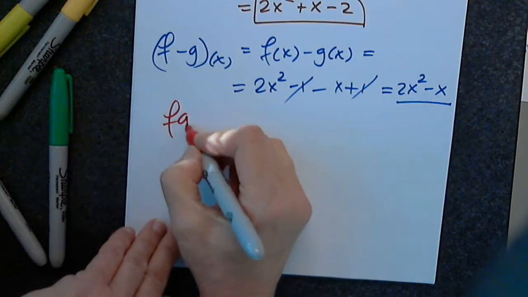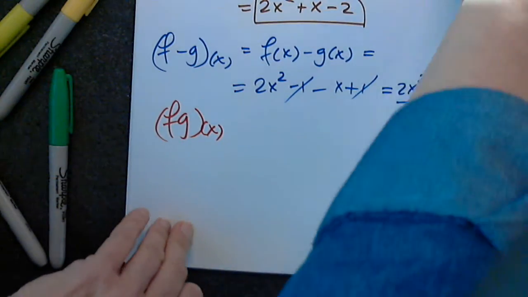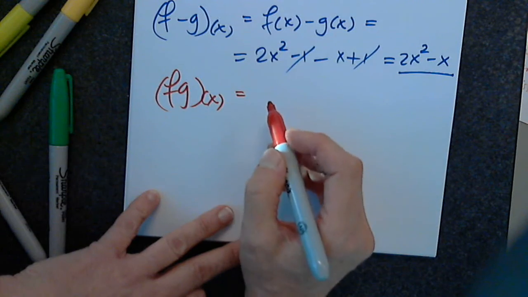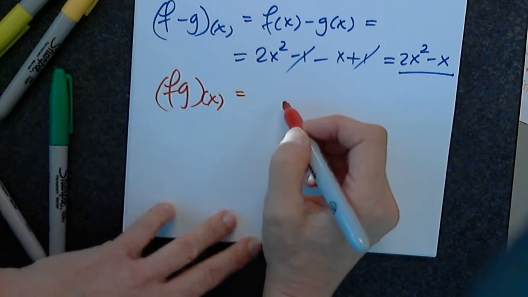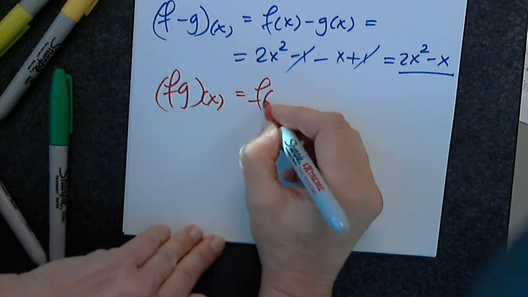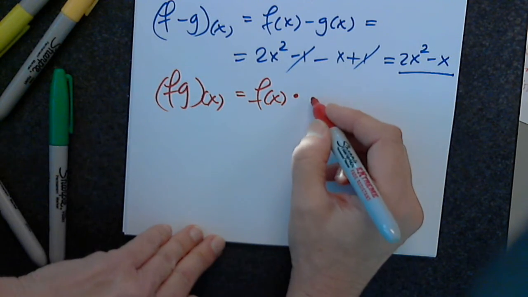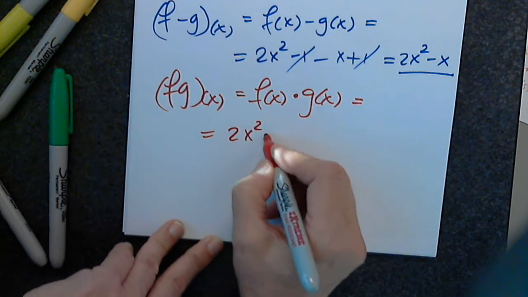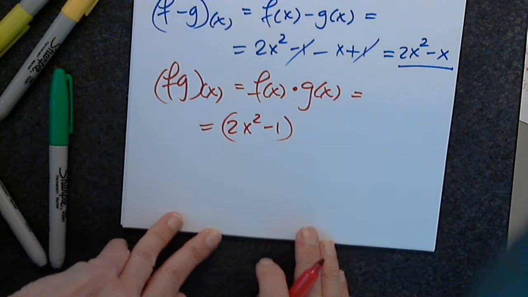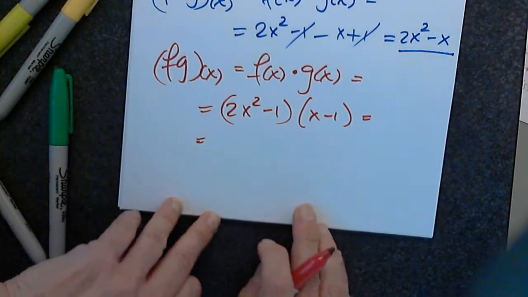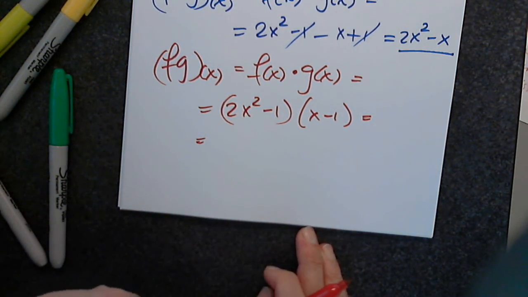What about fg? What do you think this says to us? When we talk about fg, what is that? So how do I write it? f of x times g of x, very good. I copy f, which is 2x squared minus 1 after my mistakes, and multiply by x minus 1. I have to distribute, combine like terms, and so on.